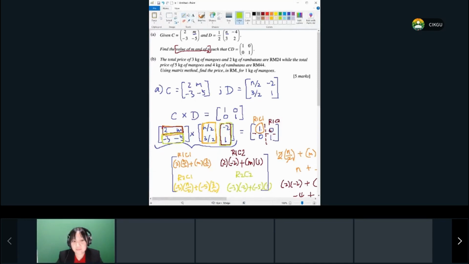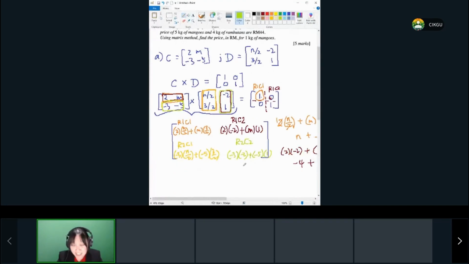This one plus. Actually, for those who want to double check, just double check. -3 times -2, this one you get 6. Plus -5 times 1, you get -5, right? This one 6 plus a negative, so 6 minus 5 basically. Isn't this equal to 1?